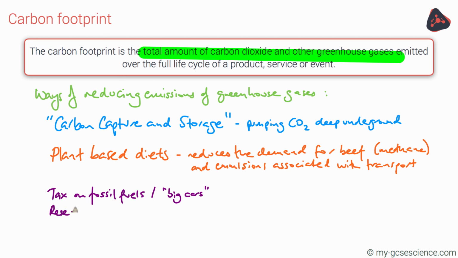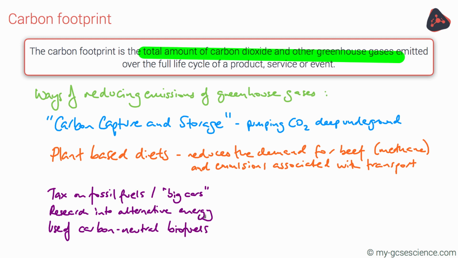It's also important that we do more research into alternative energy so that we can find other ways of producing electricity which don't produce as many greenhouse gases. For example, biofuels, such as ethanol, are carbon neutral because although they produce carbon dioxide when they're burnt, the carbon dioxide produced is equivalent to the amount of carbon dioxide that was absorbed when that biofuel was produced. So overall, there's no more carbon dioxide in the atmosphere after burning the biofuel compared to before.